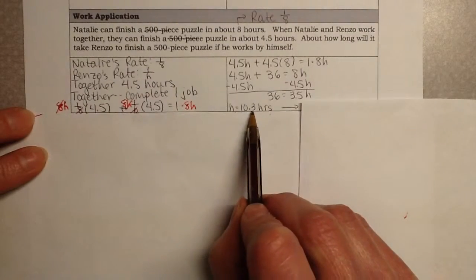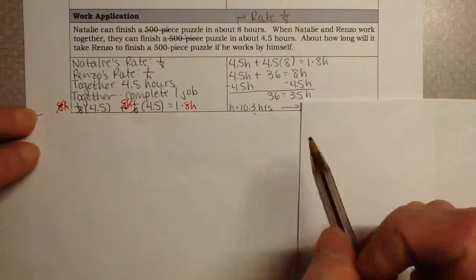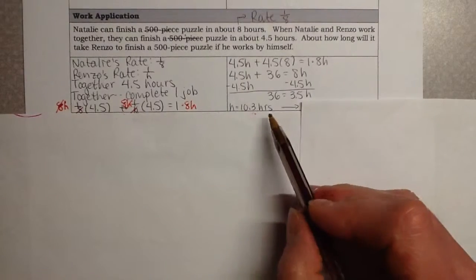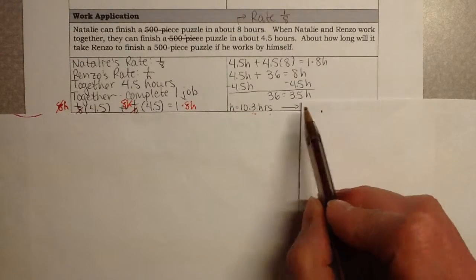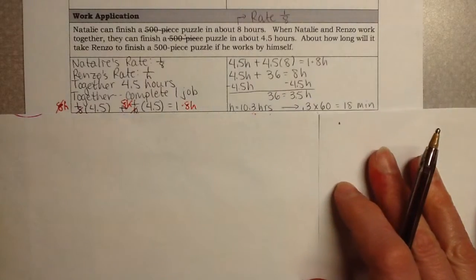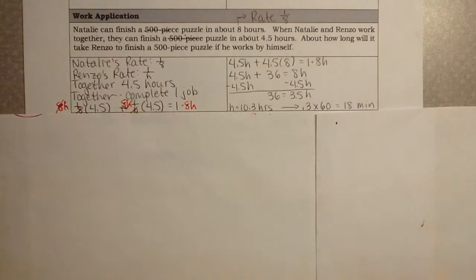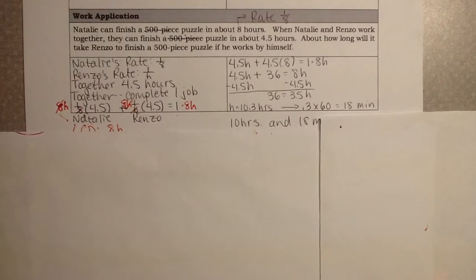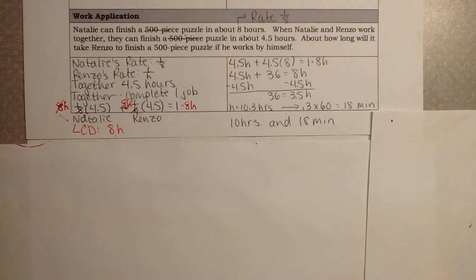Okay, now we're going to change this 0.3 because usually you don't say 10.3 hours, you say 10 hours and how many minutes. So we know there are 60 minutes in an hour. We'll take that 0.3, multiply it by 60, and that will give us 18 minutes. Now I rounded to 10.3 hours. Okay, so that is going to give us 10 hours and 18 minutes.